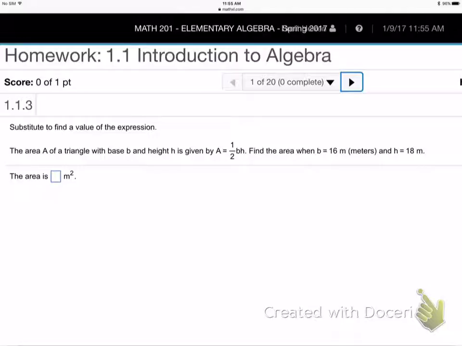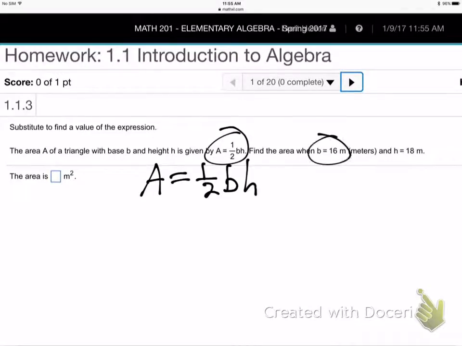All right, here we go. Here's our formula. A equals a half BH. They're basically saying take that formula and plug in B is 16, H is 18. So feel free to write down what you can, but like I said, later this will all be available on the YouTube channel if you miss it.